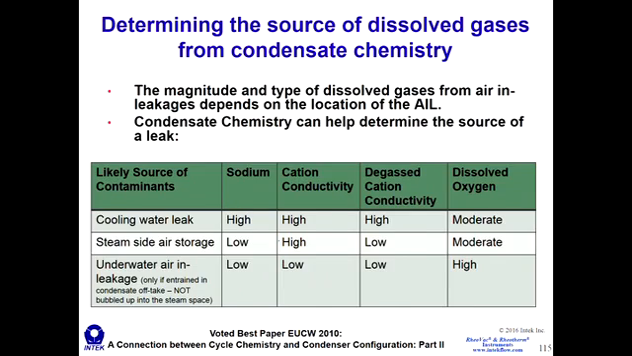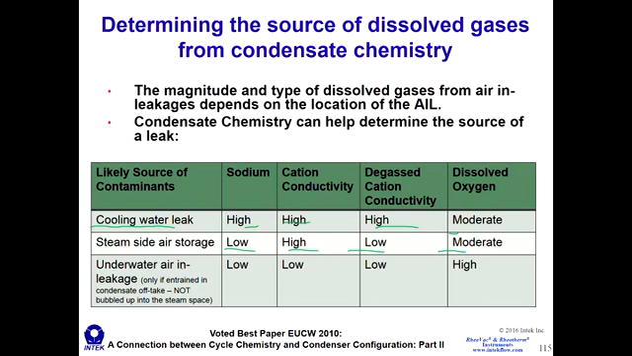And so here's the summary of all this condensate chemistry: by taking a look at the condensate chemistry, you can identify the location of the air in-leakage. So a cooling water side leak, you'll have high sodium, high cation conductivity, high degas conductivity, and almost no or moderate dissolved oxygen. If you have a steam side air in-leakage, so air in-leakage above the water line, then you'll have low sodium, high cation conductivity, low degas cation conductivity, and moderate dissolved oxygen.